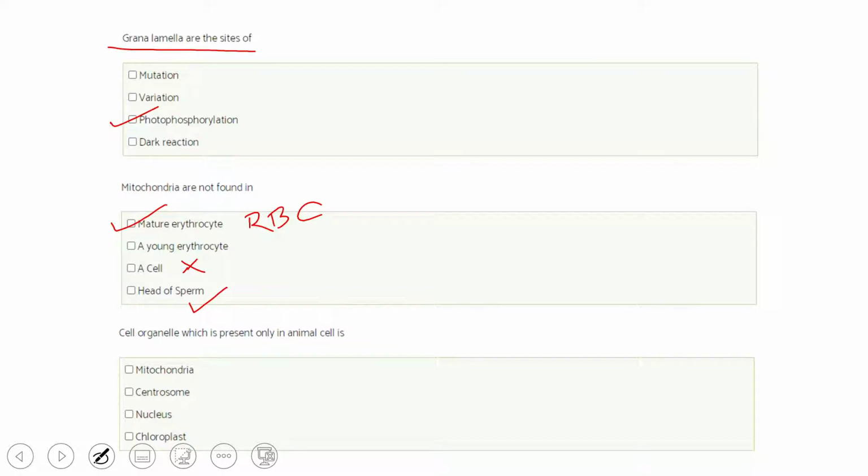The next question: cell organelle which is present only in animal cells. Here they are not asking which is not present. They are asking which is present in animal cells. Is it mitochondria, centrosome, nucleus, or chloroplast? Mitochondria, as you all know, is present in both animal and plant cells. Nucleus is present in both animal and plant cells. Chloroplast is only present in plant cells. So the answer is a centrosome.